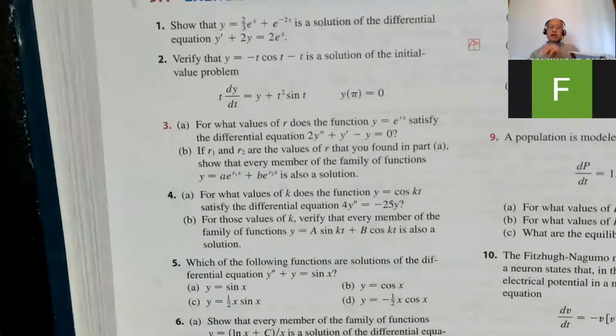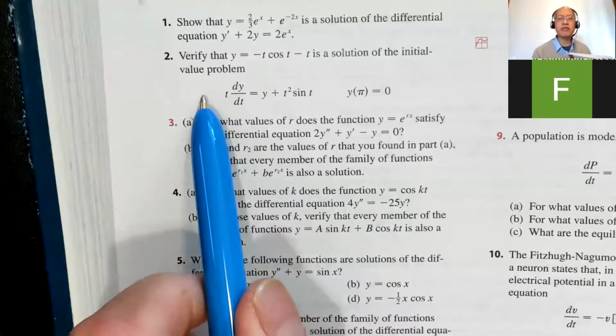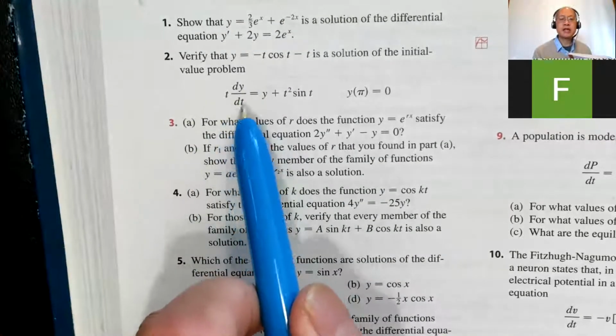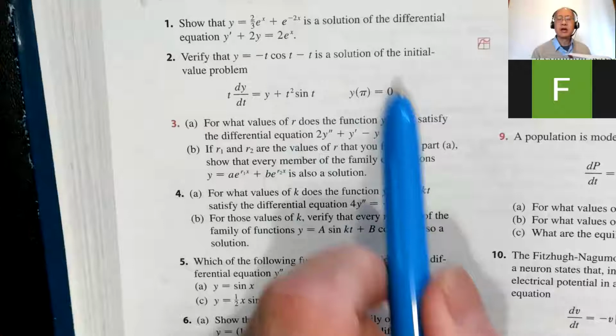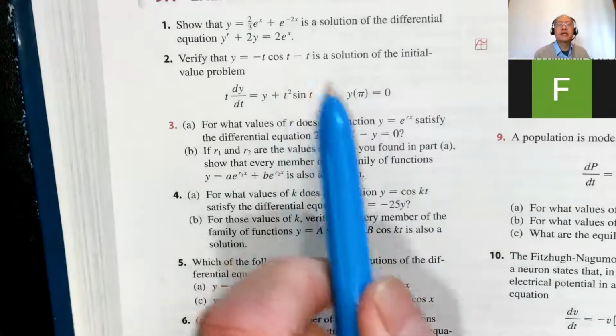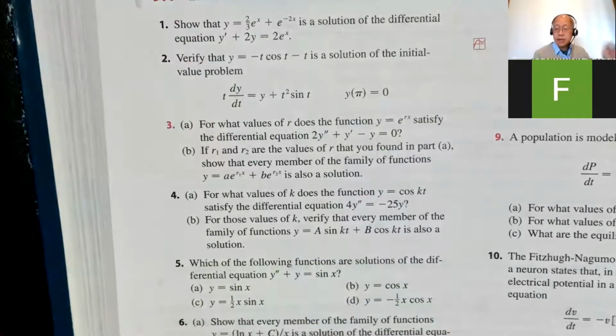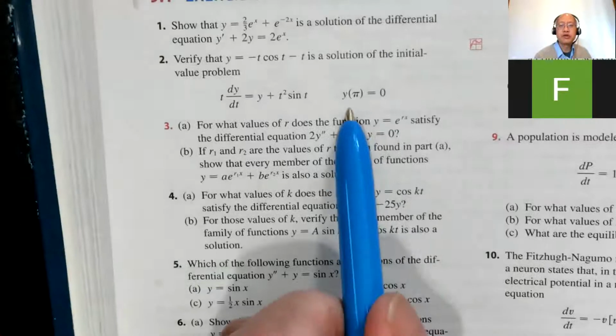Two, same thing. Verify that the given function is a solution of the initial value problem, t dy/dt equals y plus t squared sine t, y of pi equals 0. The difference between number 1 and number 2 is they give me this initial value, y of pi equals 0. It means when you plug in pi, you should get 0.